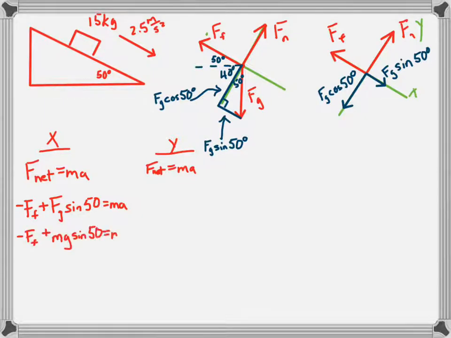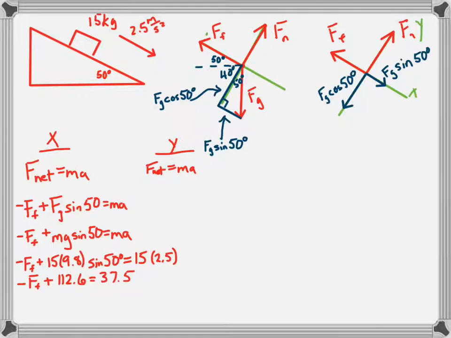Right. And we know the force due to gravity is mg, so I'm going to plug that in. And then I know that m times g is 15 times 9.8, and I know that the acceleration is given to me as 2.5 meters per second squared, and that is in the x direction. So I plug that in for acceleration down here. Do a little simplifying, do a little evaluating, and it tells me that negative F sub f plus 112.6 equals 37.5.